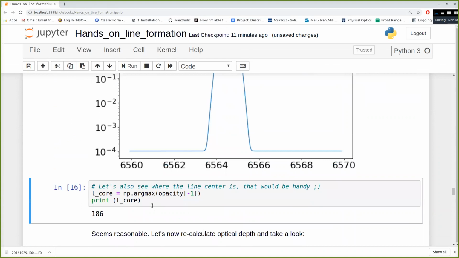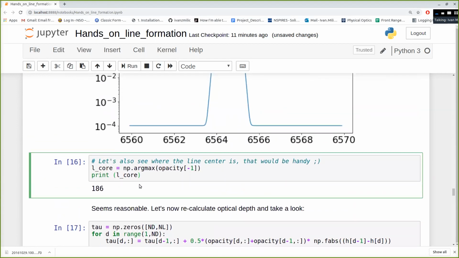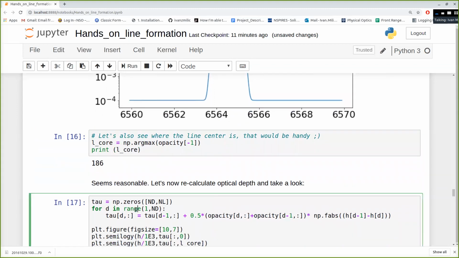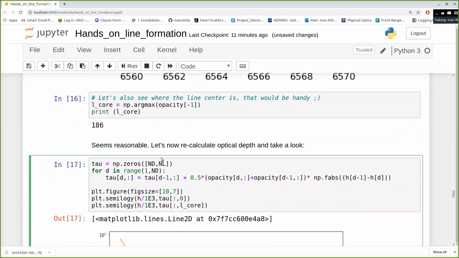So now I'm going to find the line core, because my next step is to compare the optical depth in the line core with the optical depth in the continuum. This is just a brute force way to find where the maximum of my opacity is. It turns out it's 0.186, and I'm going to call it L core. So I recompute the optical depth here, and now I'm going to plot the run of optical depths for the continuum point, which is 0, and for the line core.